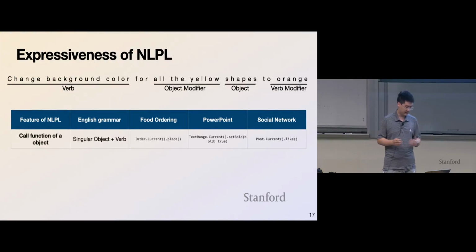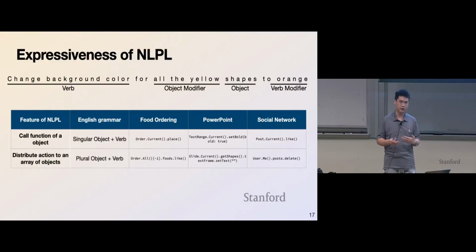As I mentioned before, we use something like object-oriented programming, where you can call a function of an object. This is to solve a typical language structure where we have a singular object plus a verb. A lot of times, as I mentioned, you want a SQL kind of sentence where you are applying one action to multiple objects. NLPL supports automatically distributing an action to a list of objects.